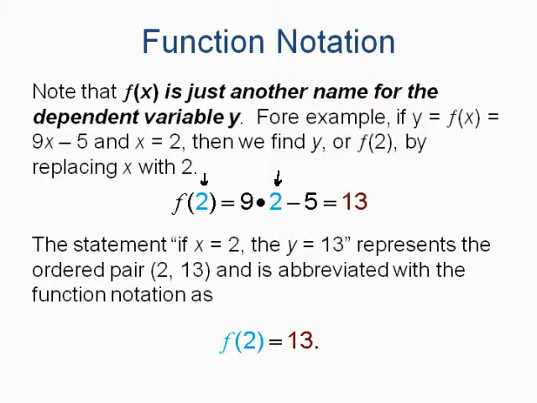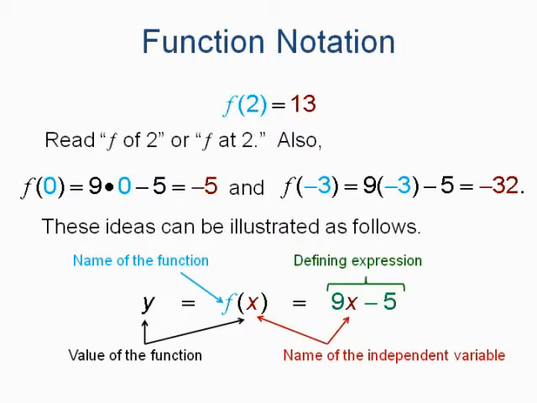So the statement x equals 2, y equals 13 represents the ordered pair 2, 13, and in functional notation it looks like this, f of 2 equals 13. This is just a fancy way to write an ordered pair, saying when x is this value, y is this value. Now notice how this is read again, f of 2 or f at 2, but in most of the books I've seen it is always f of 2.